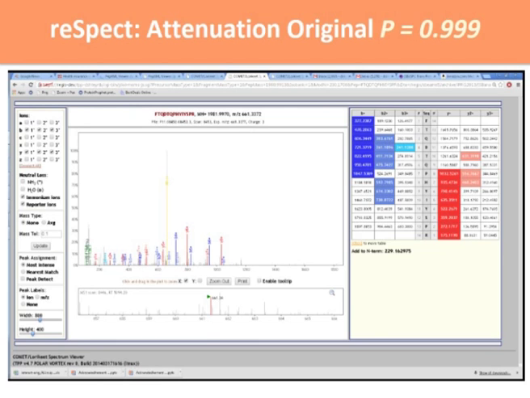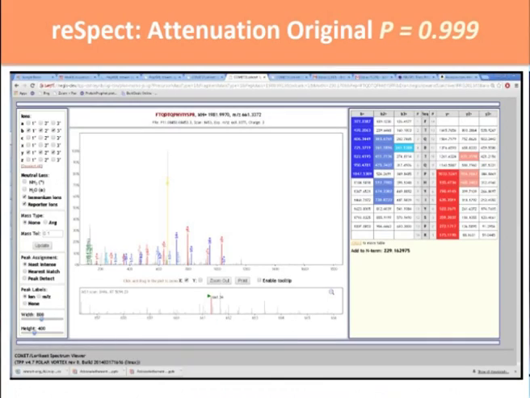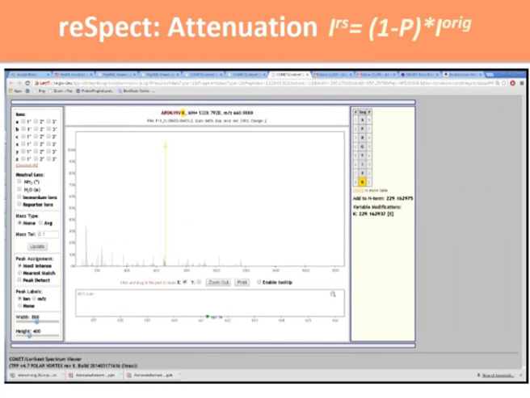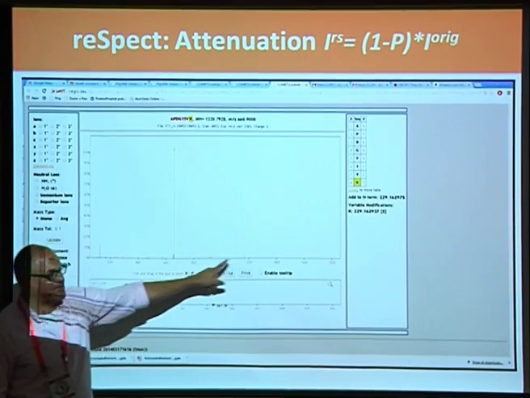So with ReSpect, this is the original spectrum, some given spectrum where you match the b and y ions quite well. And there they are in the spectrum viewer. And the original identification, the first pass identification of this, after the search and validation, was 0.999. So you take all these peaks that were matched and reduce them to 0.1%, right? That's 1 minus 0.999, which is 0.1%. You get this. And you see that now that same sequence doesn't match any peaks.